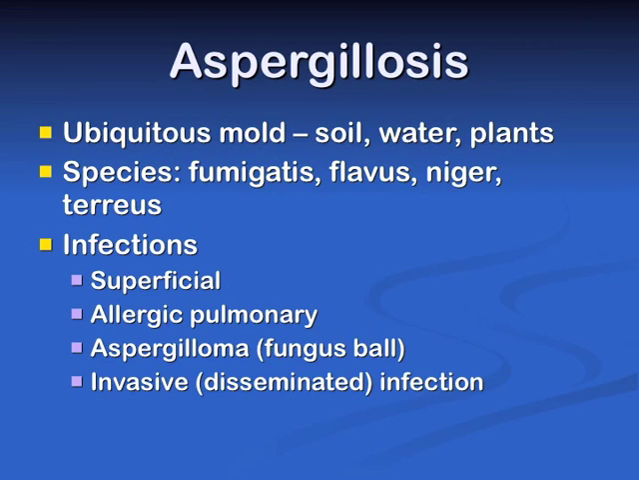Okay, so I'm going to move on and talk about Aspergillosis. Now we've moved on to the molds. Aspergillus is a ubiquitous mold found in soil, water, and plants. Some of the more common species that we see are fumigatus, flavus, niger, and terreus. This can cause superficial infections, like cutaneous infections. It can also be a cause of allergic pulmonary symptoms in some patients. But what we really fear are our aspergillomas, our fungus balls in the lungs and the brain, and invasive disseminated aspergillosis.